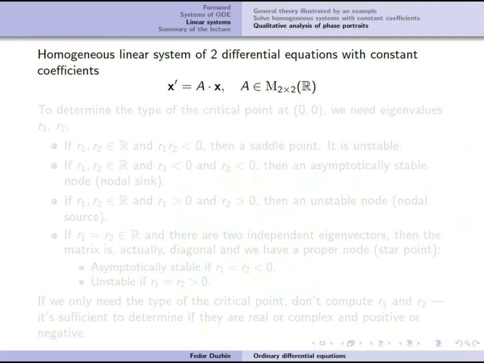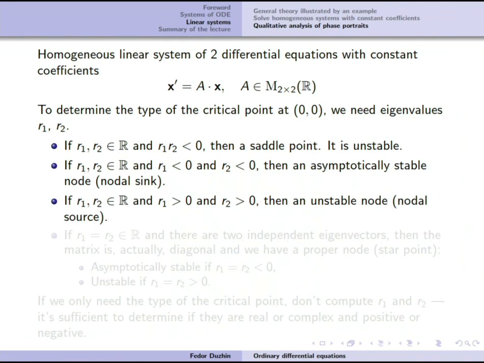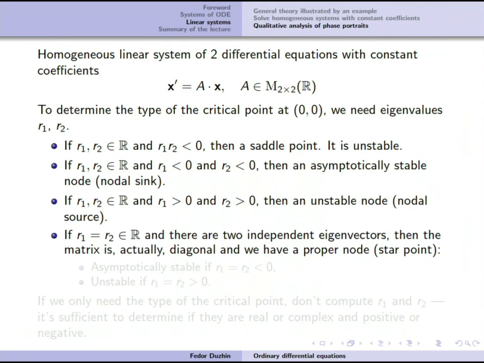Okay, so let's recap it very quickly. If we have a homogeneous linear system of two differential equations with constant coefficients, and we want to determine the type of the critical point at the origin, then we need eigenvalues. If the product of the eigenvalues, which is the determinant of the matrix, is negative, then we have a saddle point. If both are negative, which can be found out just by looking at the trace and the determinant, then we have a nodal sink. If both are positive, then we have a nodal source. If they're equal, and if there are two independent eigenvectors, then the matrix is actually a diagonal matrix, and we have a proper node.